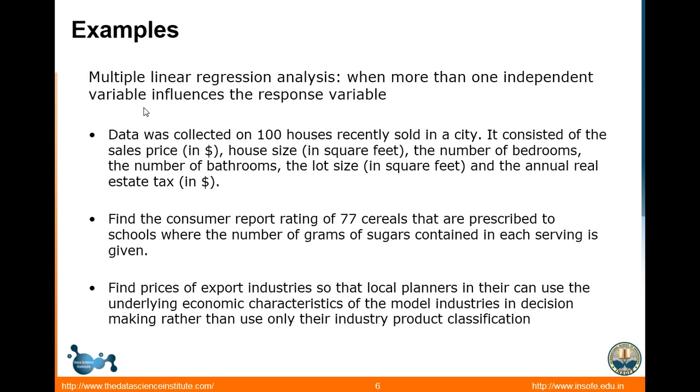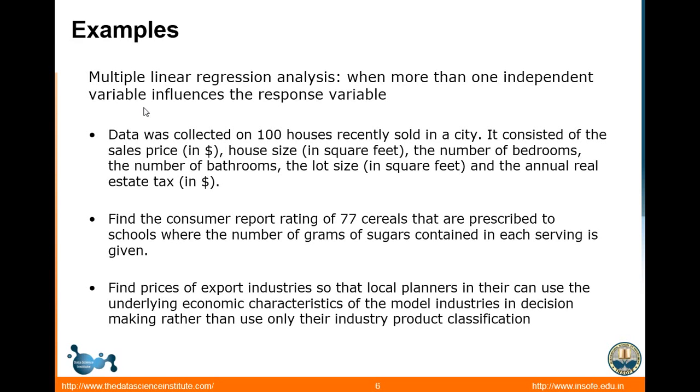Now the second case is the cereals data that we just discussed. There are several health or nutritional aspects about each cereal, and the rating is provided. So based on the measure per serving for each of the cereals, we need to predict the rating. So as you note, the number of attributes, that is the number of independent variables, is more than 2, and hence we call this multiple linear regression analysis.